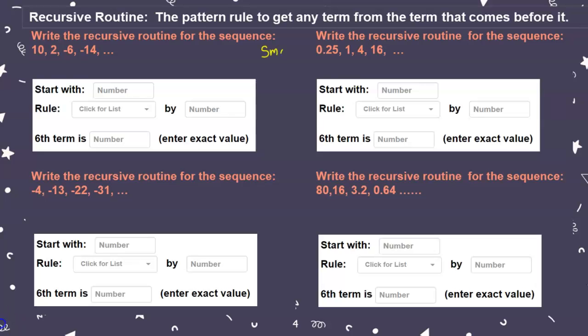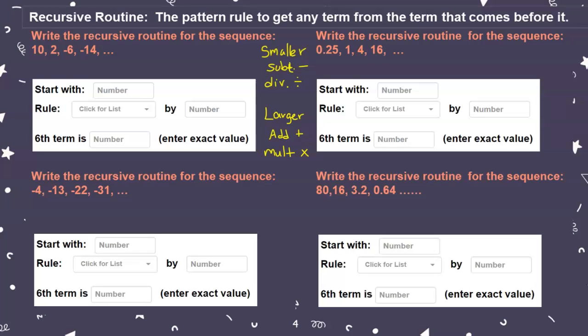When numbers get smaller, that means we're subtracting or we're dividing, or technically we could be multiplying by a number less than 1. If the number is getting larger, then we are either adding or multiplying by a number greater than 1.